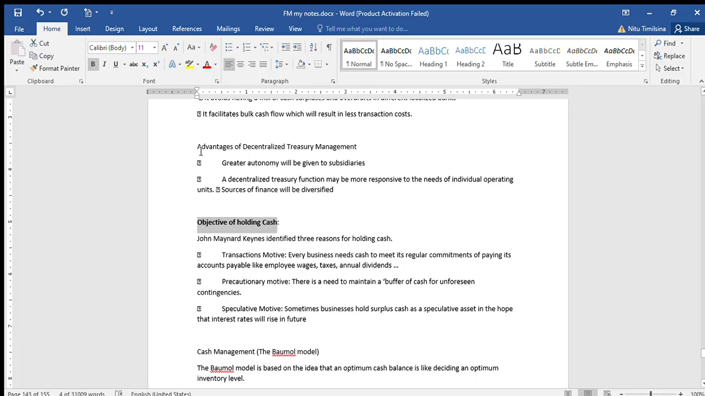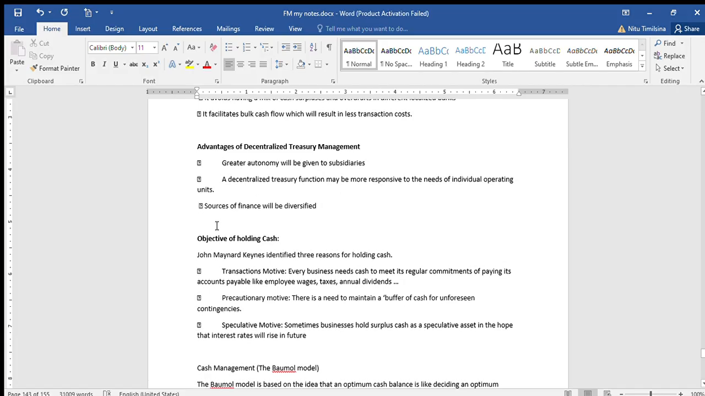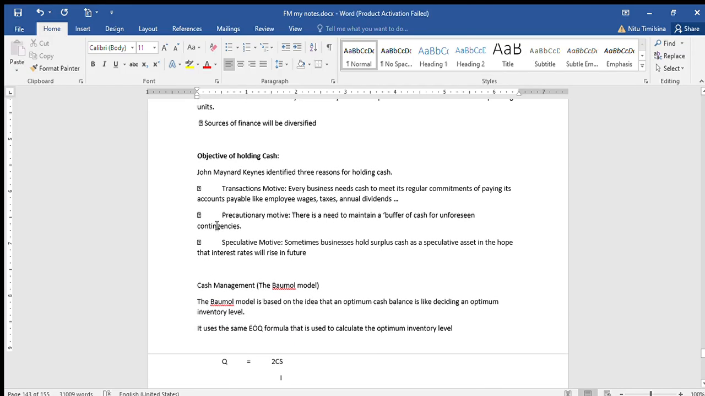Advantages of decentralized treasury management: greater autonomy will be given to subsidiaries. A decentralized function may be more responsive to the needs of individual operating units. Sources of finance will be diversified. Holding objective of holding cash.